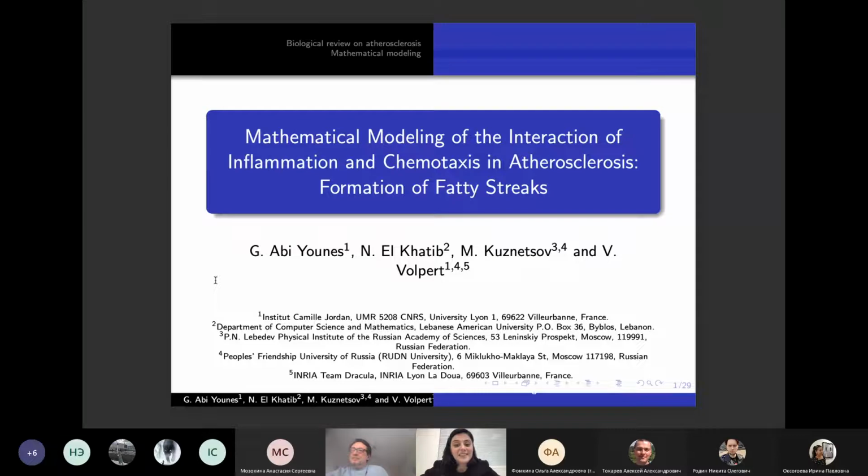And as you can see from the title of this presentation, I will be talking about the mathematical modeling of the interaction of inflammation and chemotaxis in atherosclerosis and the role of this interaction in the formation of fatty streaks. This work is a joint work with Maxim Kuznetsov.